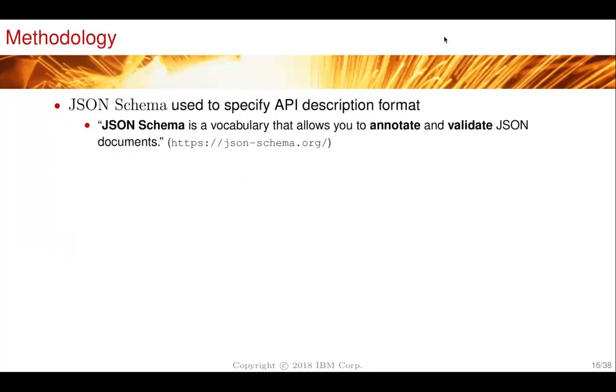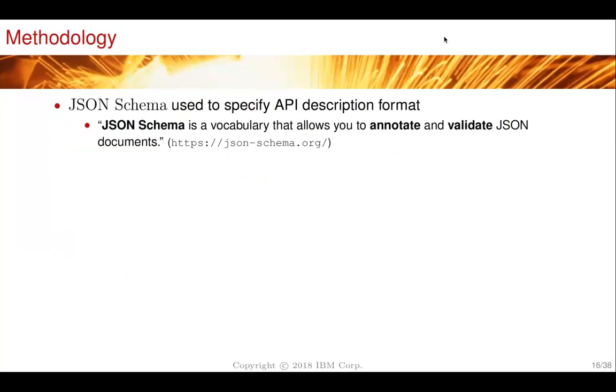So we created a high-level plan for how we were going to approach creating this tool. The first step was to define a schema for the API description format, the idea being that we can then validate against the JSON Schema project. For those not familiar with JSON Schema, taking the first sentence from their front page: JSON Schema is a vocabulary that allows you to annotate and validate JSON documents.